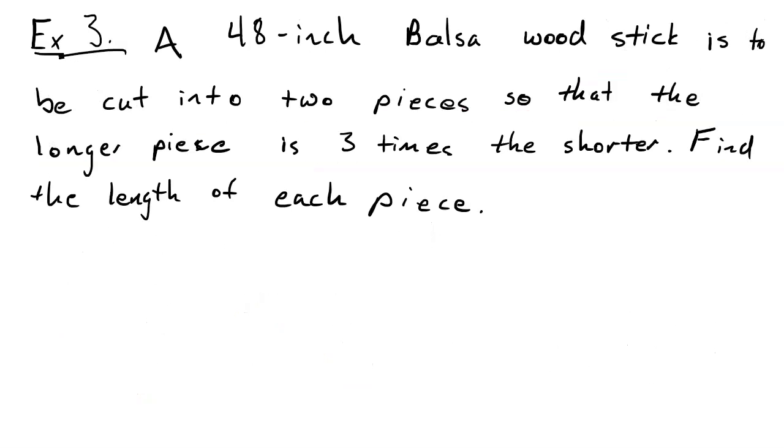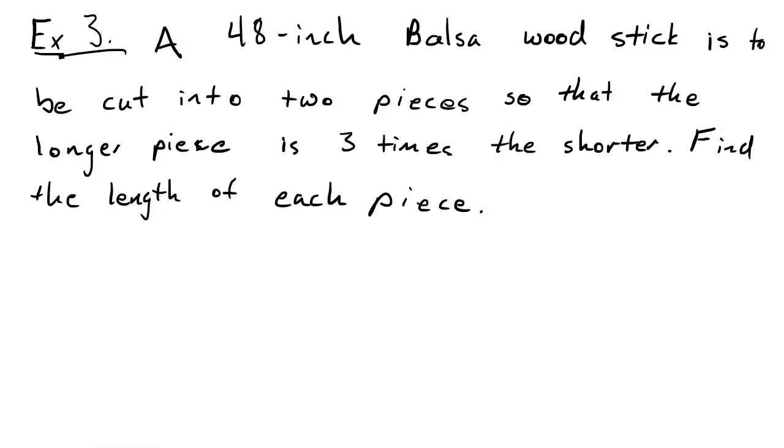Okay, in this example, it may seem like we're trying to solve for 2 variables, but in fact we're only solving for 1. I'll let you pause the video and try to figure this out. Okay, so we have a 48-inch balsa wood stick, and it's to be cut into 2 pieces so that the longer piece is 3 times the shorter. Find the length of each piece.